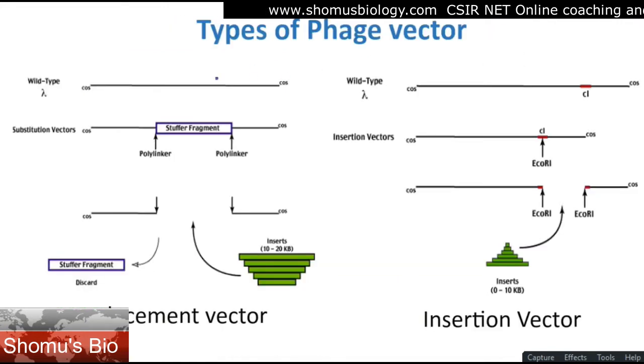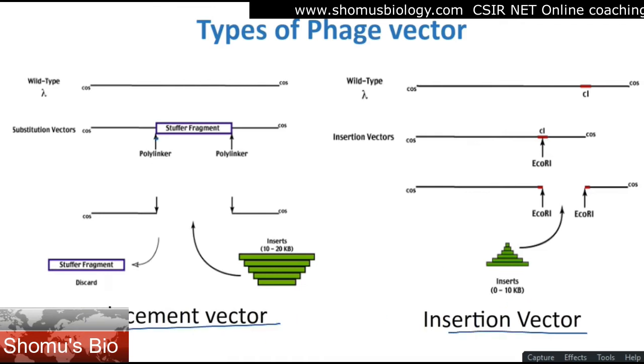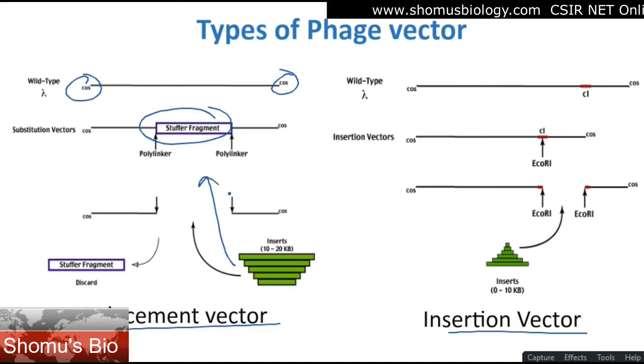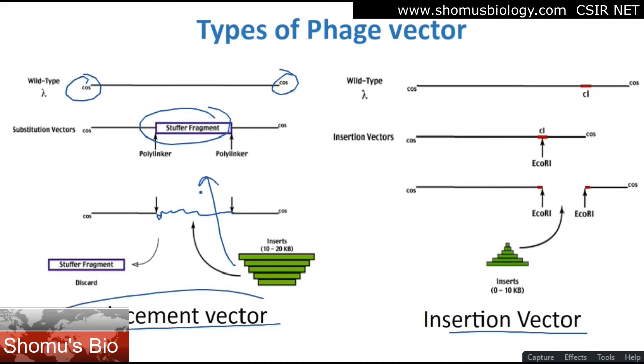Phage vectors can be of two different types: replacement vector and insertion vector. In the replacement vector, this is a cos site, this is another cos site, and in the middle there is a specific region known as the stuffer fragment, which will be released. The stuffer fragment is cleaved away, and we insert the gene of interest in between. It's called a replacement vector because you're replacing the stuffer fragment with the insert. In an insertion vector, we are cleaving one particular location, here in the middle.